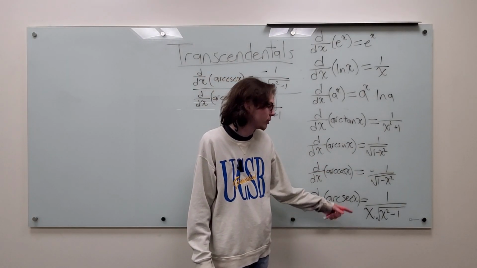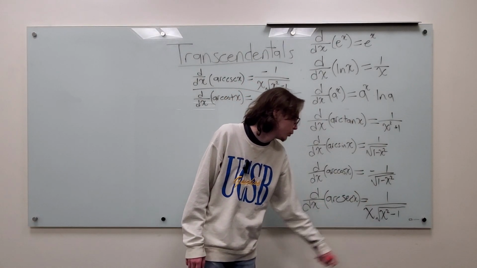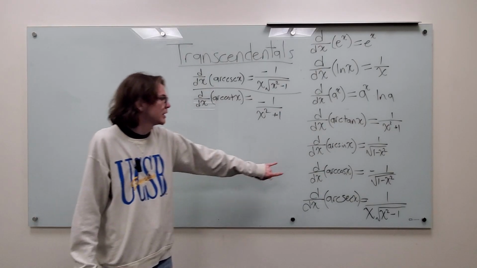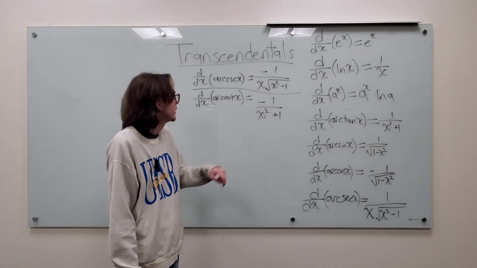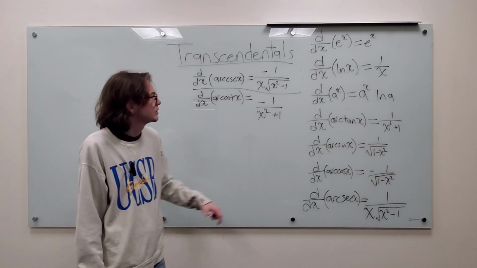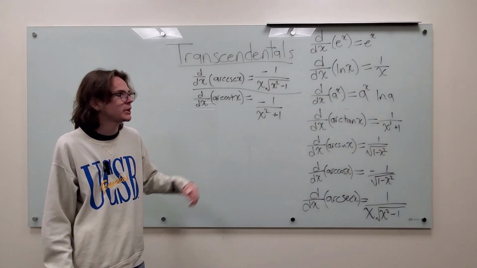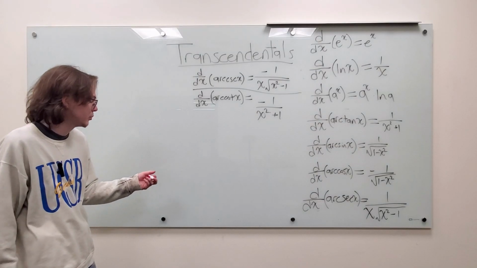Arcsecant is 1 over, this one's a little bit more weird, 1 over x times the square root of x squared minus 1. Arccosecant is sort of the same deal with sine, where it is the same thing as arcsecant, but negative. And for arccotangent, of course, the same thing as arctangent, but negative. So I'm going to leave these up there, but we are going to go ahead and do some practice problems.